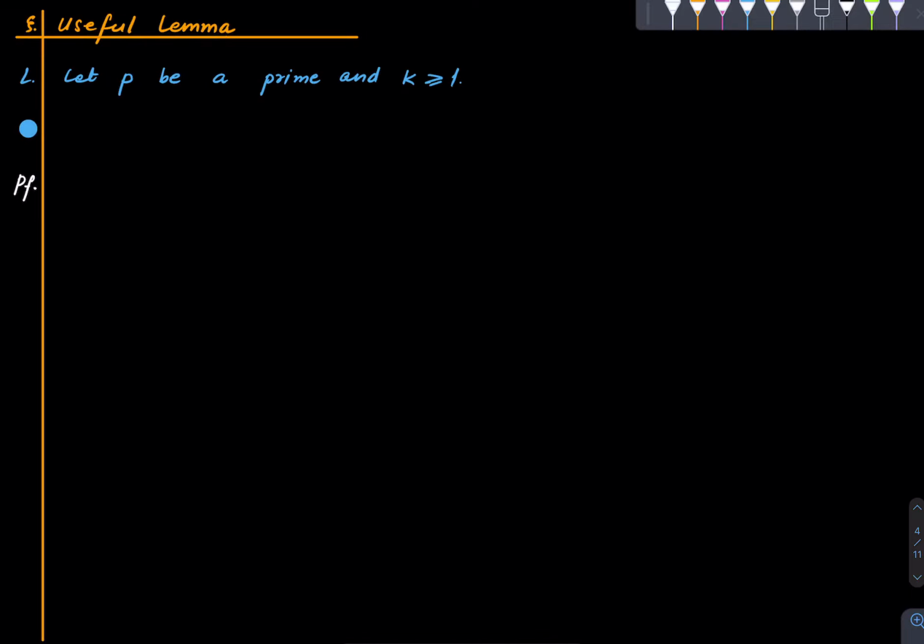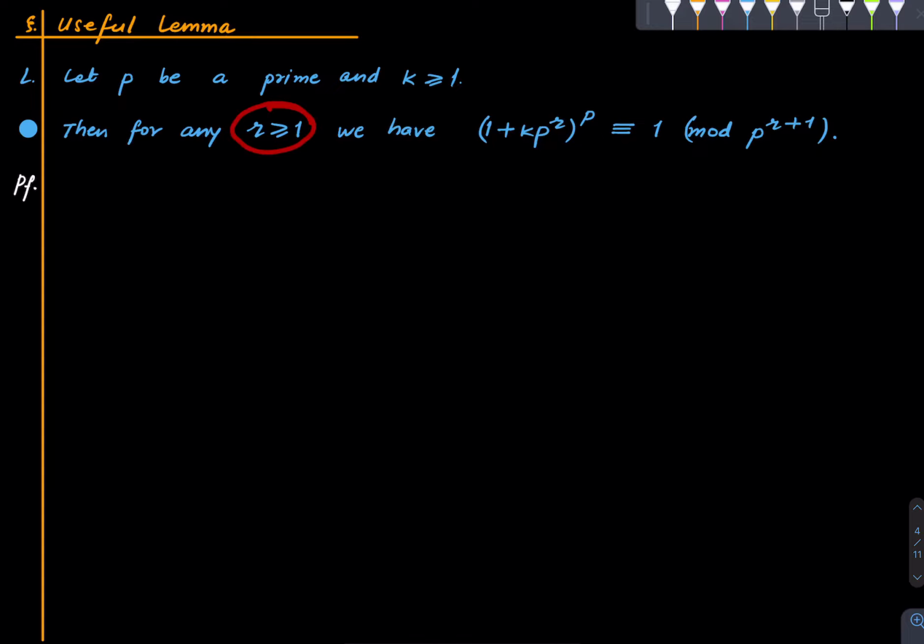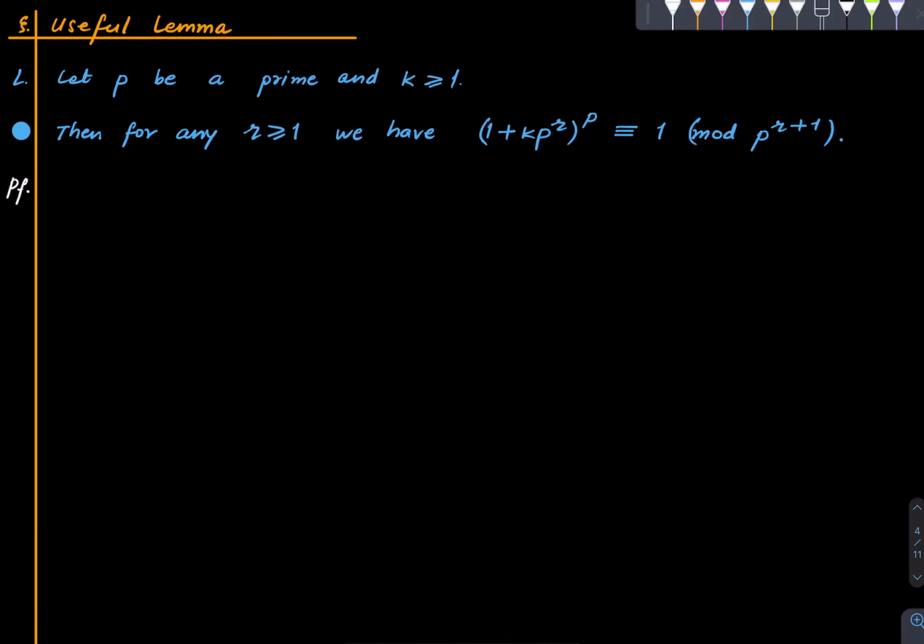All right, so here is our first lemma. Fix a prime p and some positive integer k. Then for any positive integer r, we have this horrible congruence. I can't speak as to what is the meaning of this, but this will be useful, and I have uncreatively called it a useful lemma. I can't do better than reading it out. It just says that (1 plus k times p to the r) to the power p is congruent to 1 modulo p to the r plus 1.